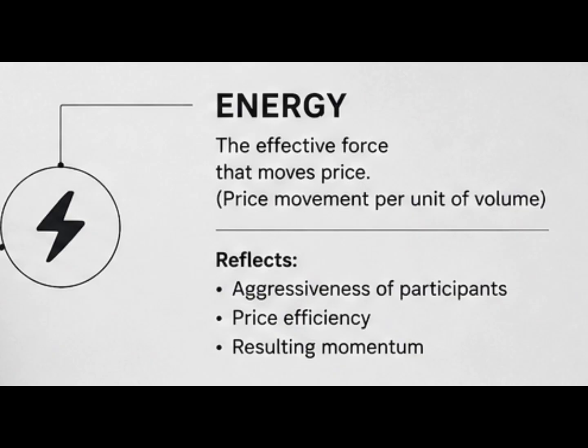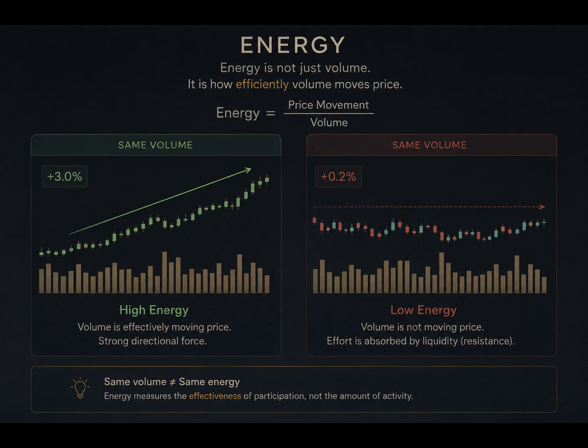2. Energy. Energy represents the amount of effective work being performed. In financial markets, energy is not simply volume. Instead, it measures how efficiently volume succeeds in moving price. In other words, price movement per unit of volume. It reflects the true effectiveness of buying or selling pressure.